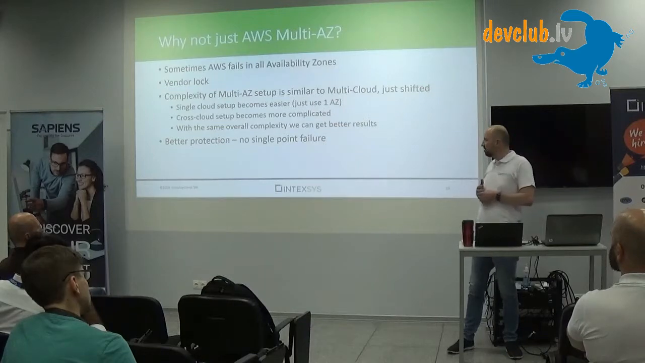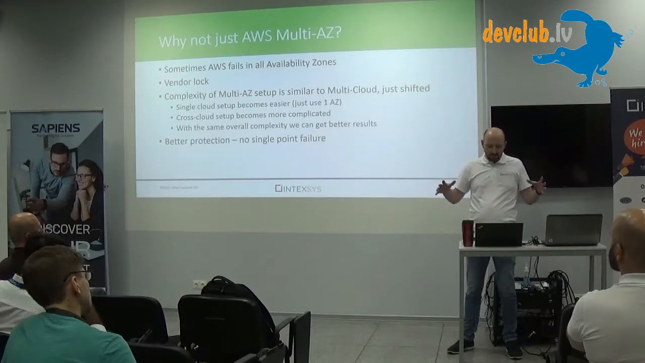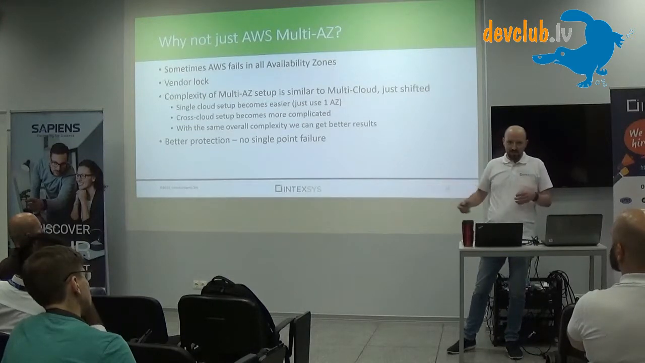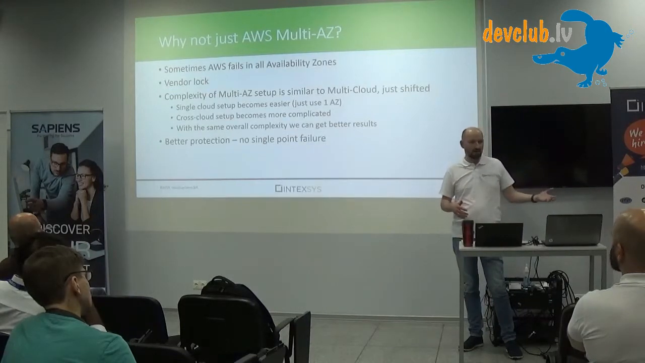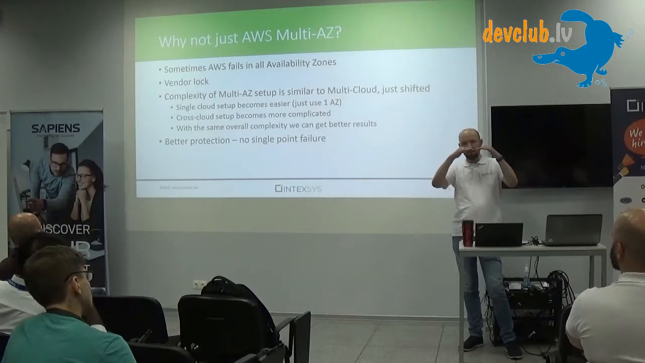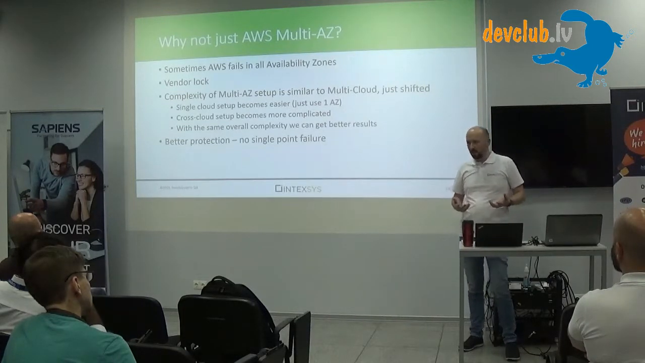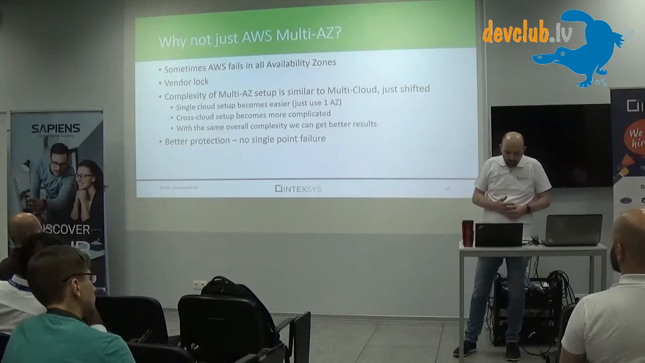And from a complexity standpoint, running in a multi-availability zone setup is similar to multi-cloud, because with multi-availability zones, you will have all the complexity inside AWS. But with multi-cloud, the complexity inside one cloud, let's say AWS, is simpler. You don't need multi-availability zones, it's just a bunch of virtual machines, and it's all working. And the same in different clouds, like Azure or Google. Okay, you're shifting the complexity to the load balancing level between the clouds. But in reality, it's not that complicated. So overall, with similar complexity, we get better protection because it's just two clouds.